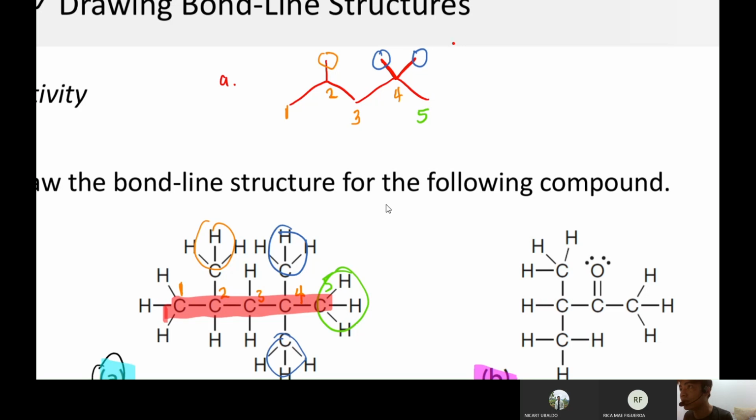So, that's how we draw the bond line structure from this illustration. So, I will rewrite this para mas malinaw yung nasa notes nyo. CH3, CH, CH3, CH2, C, CH3, CH3, CH3. Again, ayan, may laser. So, ganun na. Okay.